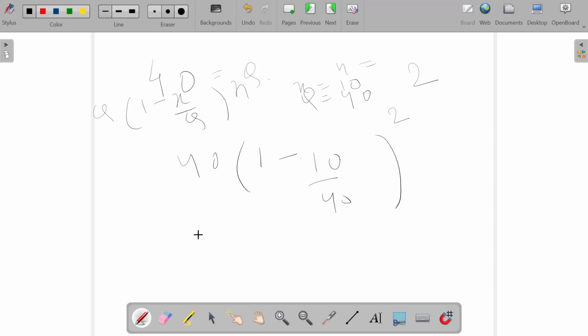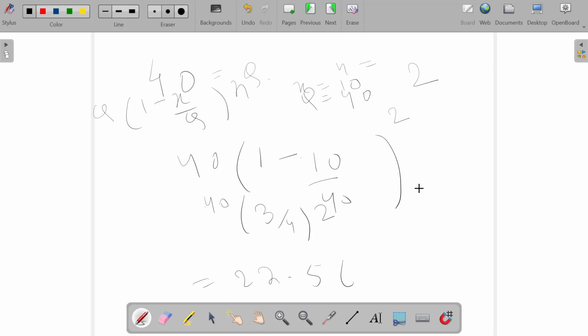2. So if we subtract 1 minus 10 by 40, how much is it? 1 minus 1 by 4. So 40 into 3 by 4 whole square, which on simplification becomes 22.5 liters. Very simple. So the formula is Q into 1 minus X by Q to the power N.